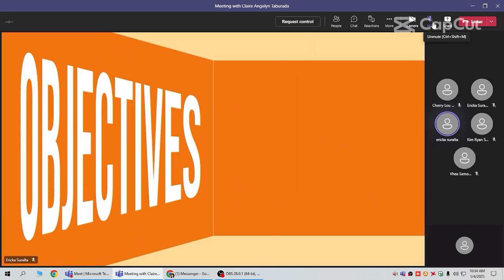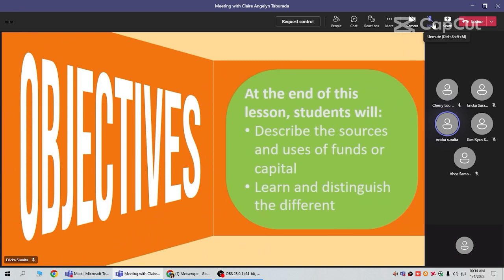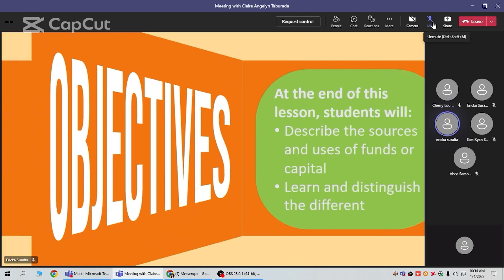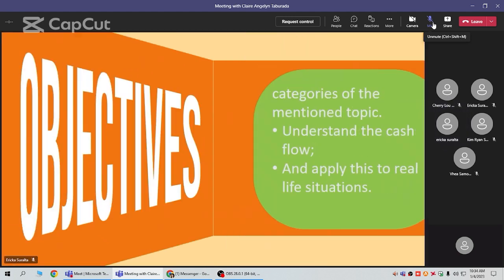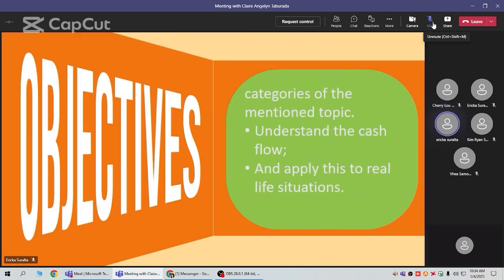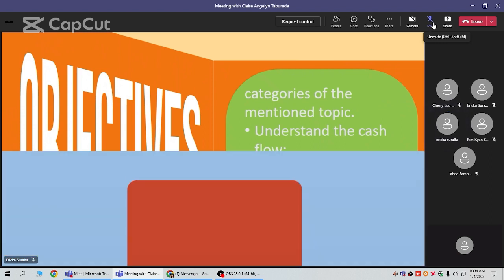So before anything else, let's first have an objective of this reporting. At the end of this lesson, students will describe the sources and uses of funds or capital, learn and distinguish the different categories of the mentioned topic, understand the cash flow, and apply this to real life situations.